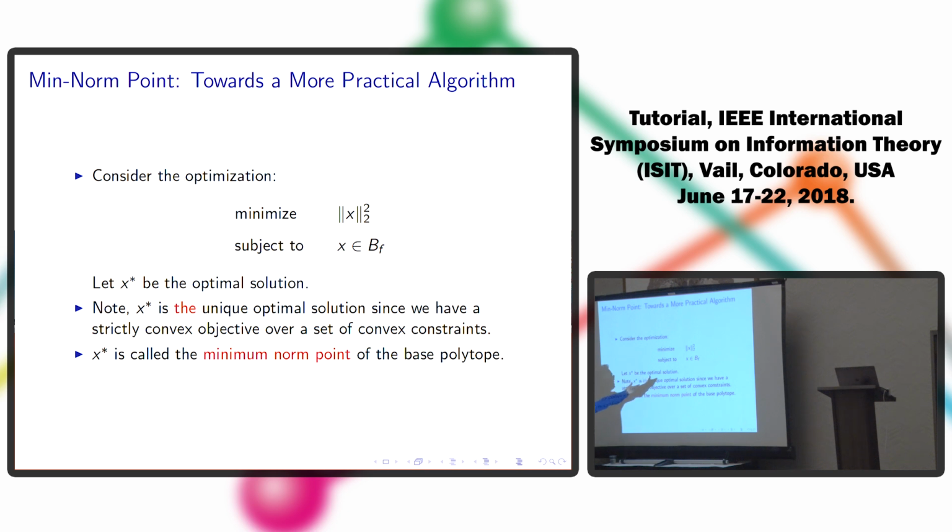Well, what we are trying to do is basically minimize a quadratic function, a very simple quadratic function, subject to the base polytope constraint. Okay? And let x star be the optimal solution. The optimal solution is going to be unique because that is a strictly convex function, right? And x star is basically called the minimum norm point of the base polytope. So that problem, we can do it.